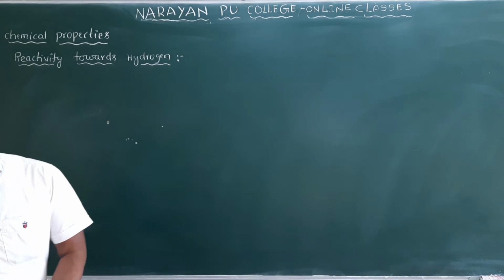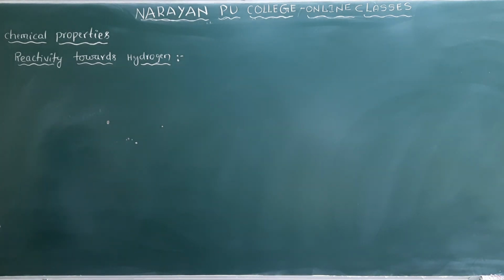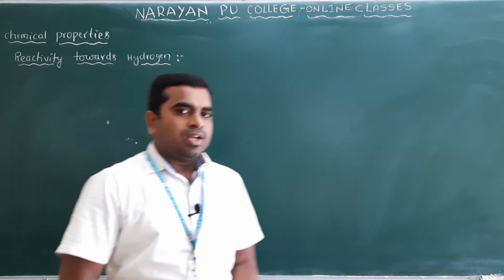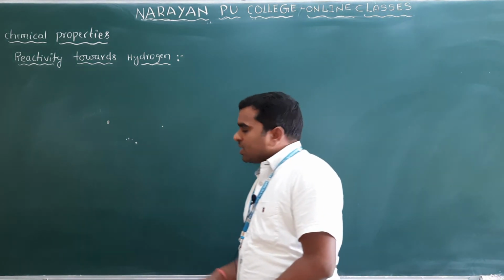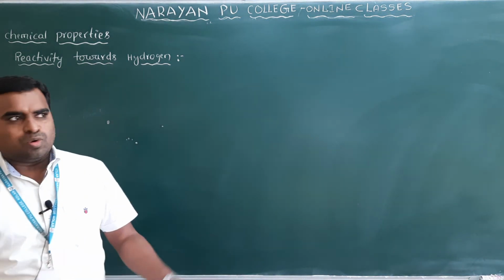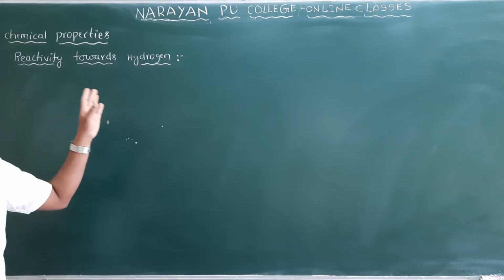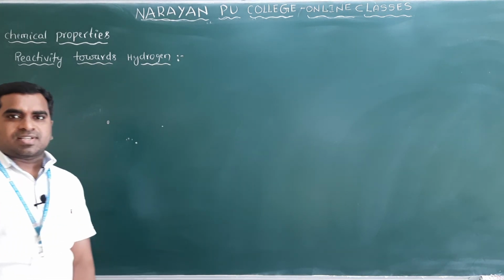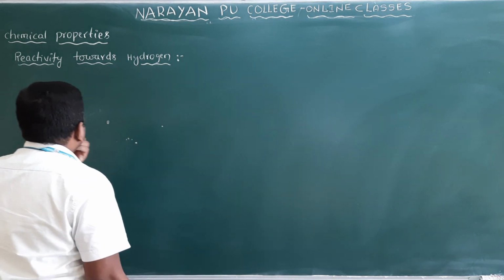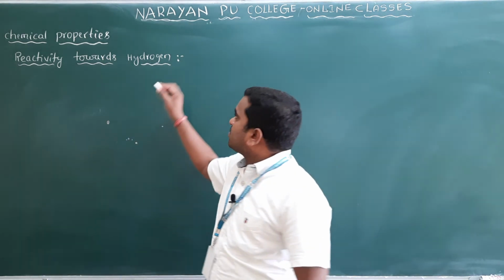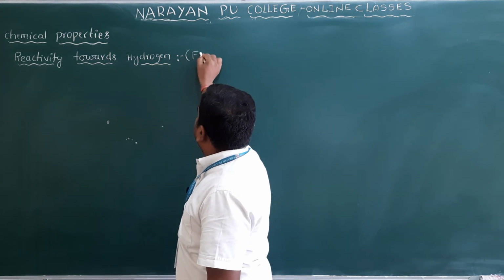In the last video we discussed the physical properties of the 16th group elements. Now we will discuss the chemical properties. Like what we discussed in the 15th group, reactivity towards hydrogen, oxygen and halogens, here also we will discuss the same concept. First is reactivity towards hydrogen, which means the formation of hydrides.